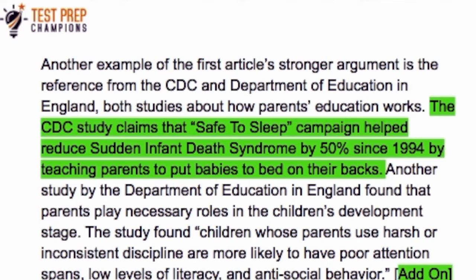Right, the writer just wrote, "The study found children whose parents use harsh or inconsistent discipline are more likely to have poor attention spans, low levels of literacy, and antisocial behavior." You could say something like, "This evidence from that study is another reason why the first article's argument is stronger."